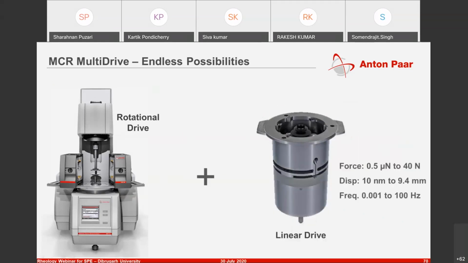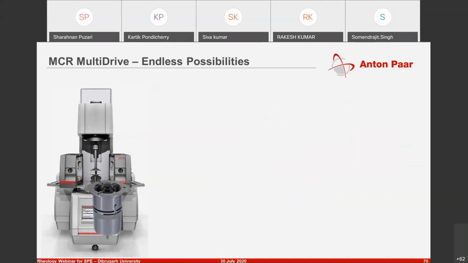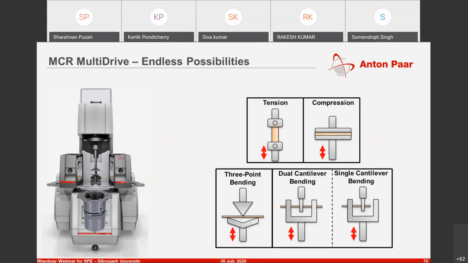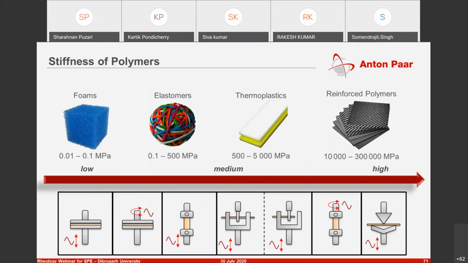But by adding an additional linear drive, one could change this into a full-fledged dynamic mechanical analysis tool and do 3-point bending, dual cantilever or single cantilever bending, or you can do tension and compression as well, but within a certain limit. So why is this important?